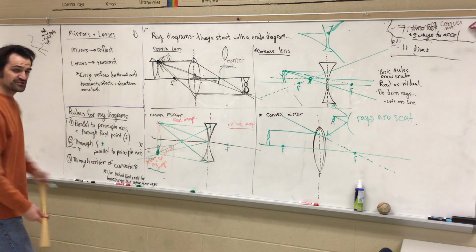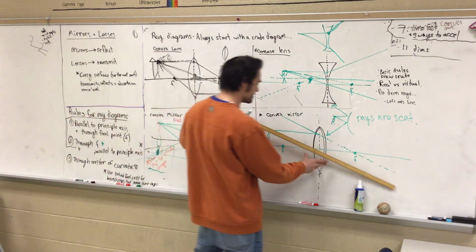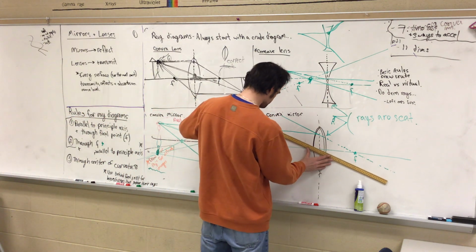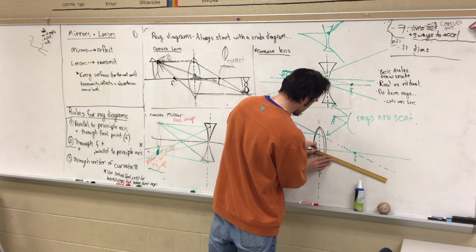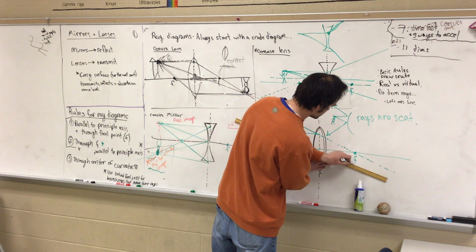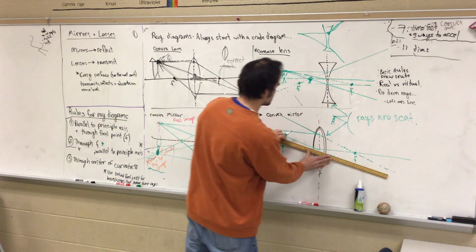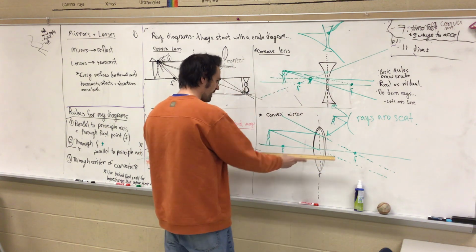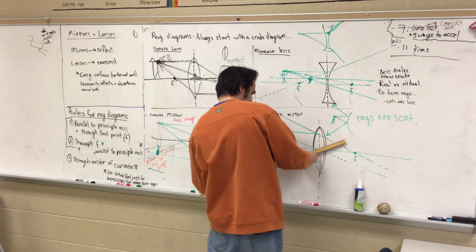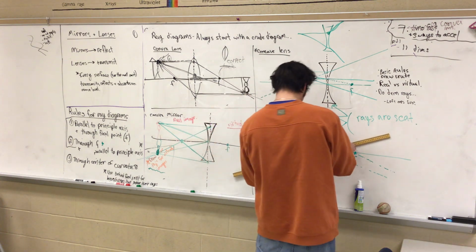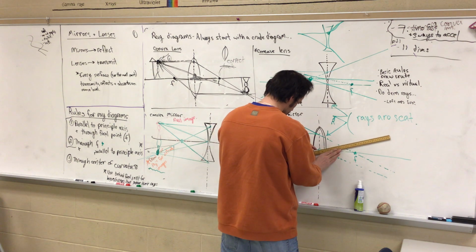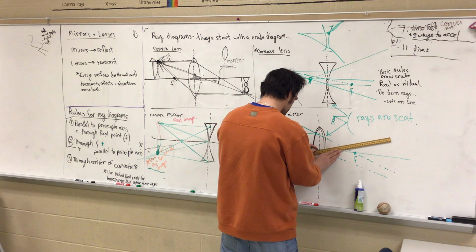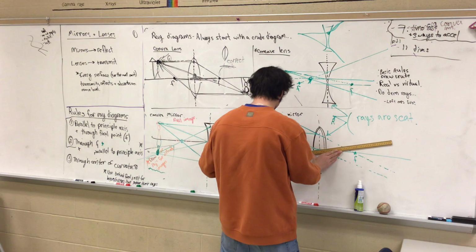Sometimes it's easier just to jump to rule number 3. Go right through your center of curvature. It's going to hit there. And I'm going to draw that dotted line. I'm just going to continue it out. But we know it's going to reflect back at the same angle it came in at. So I'm going to try to draw somewhat close to the same correct angle.